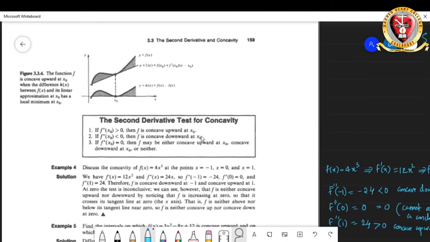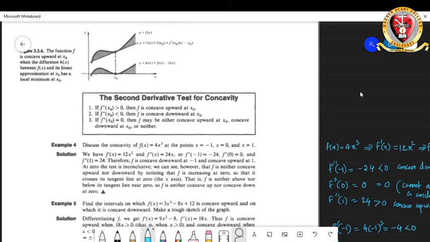And to talk about the second derivative test for concavity, the first one is if f double dash of x naught is strictly greater than 0, then we say that f is concave upward at x naught. If f double dash of x naught is strictly less than 0, then f is concave downward at x naught. If f double dash of x naught is equal to 0, then f may be either concave upward at x naught, concave downward at x naught, or neither.